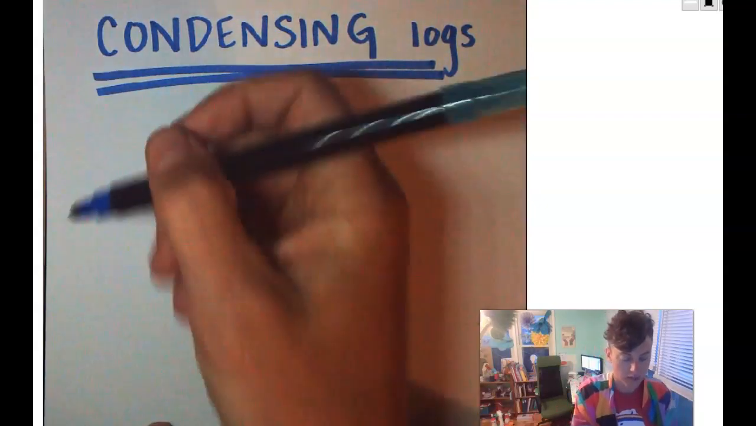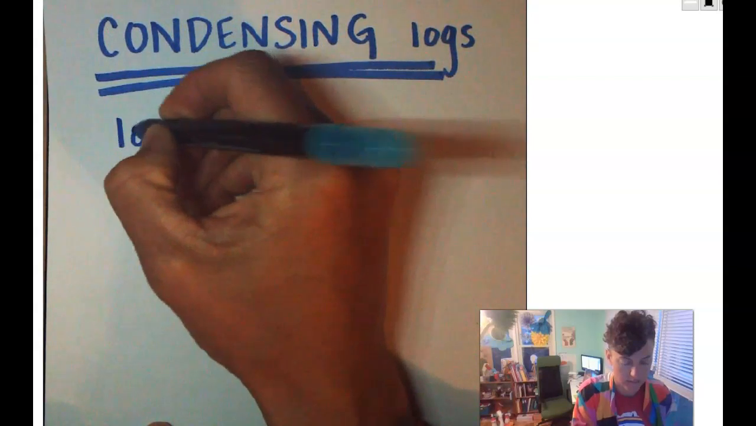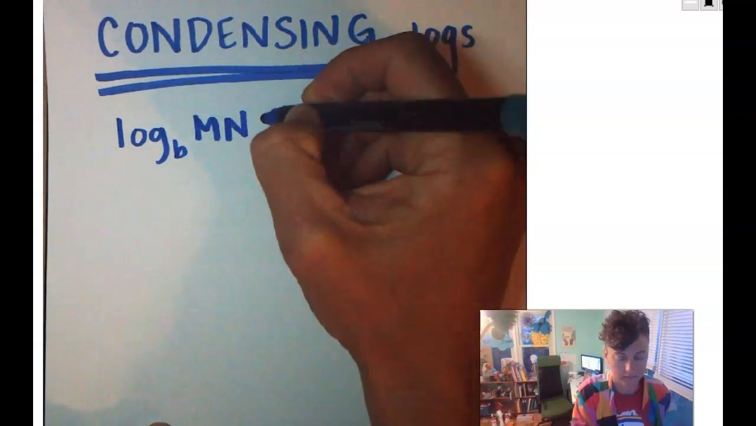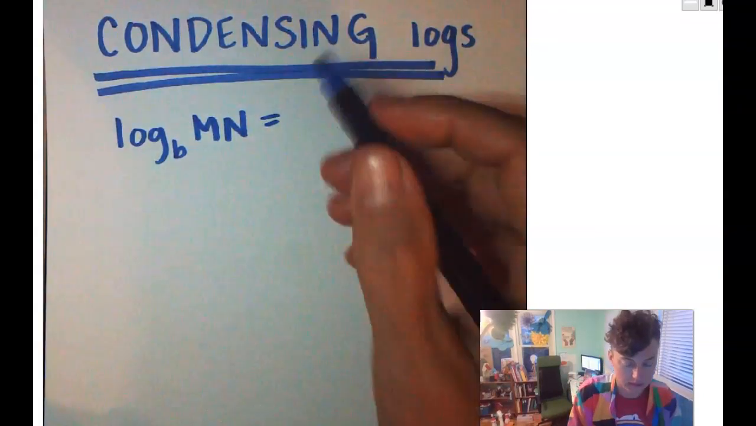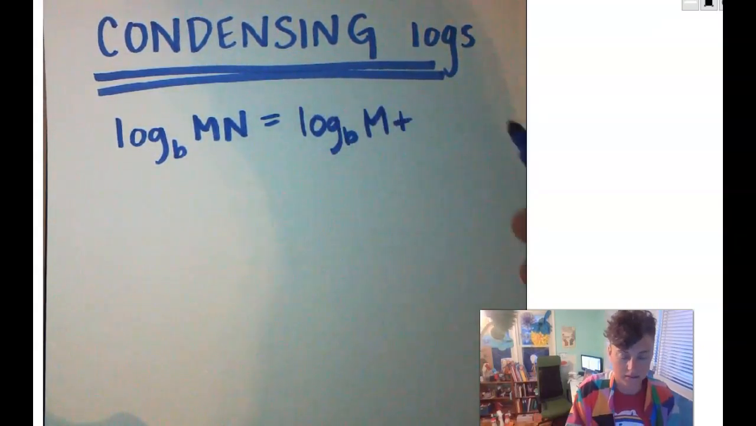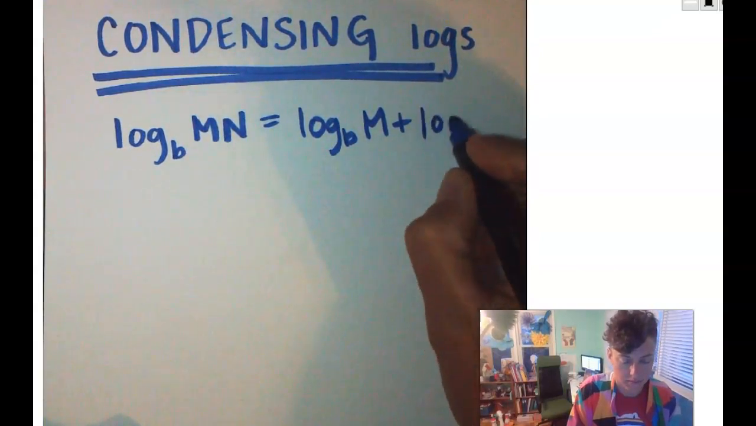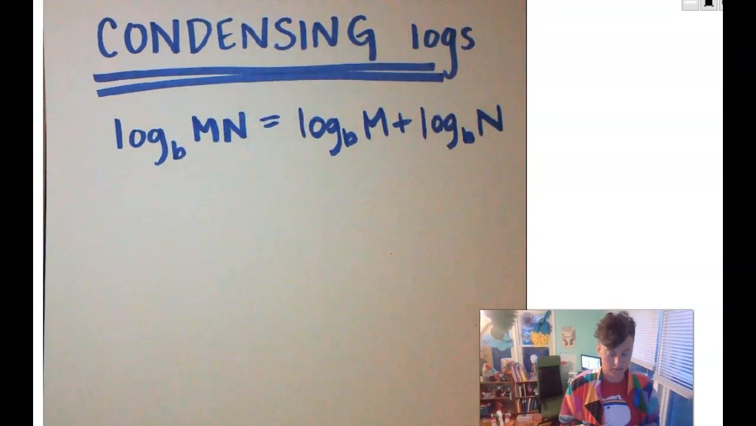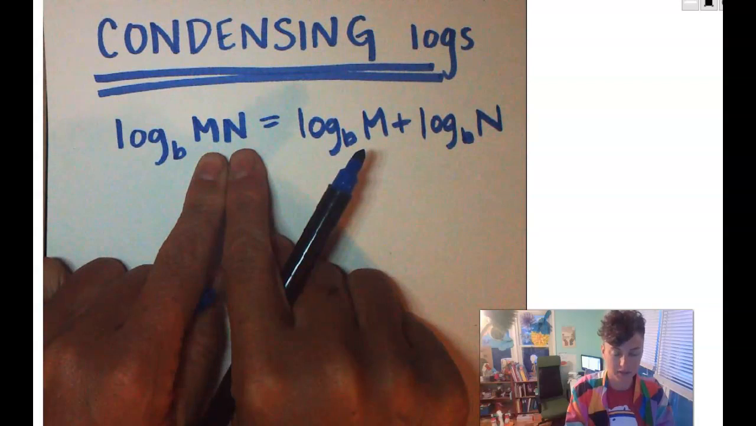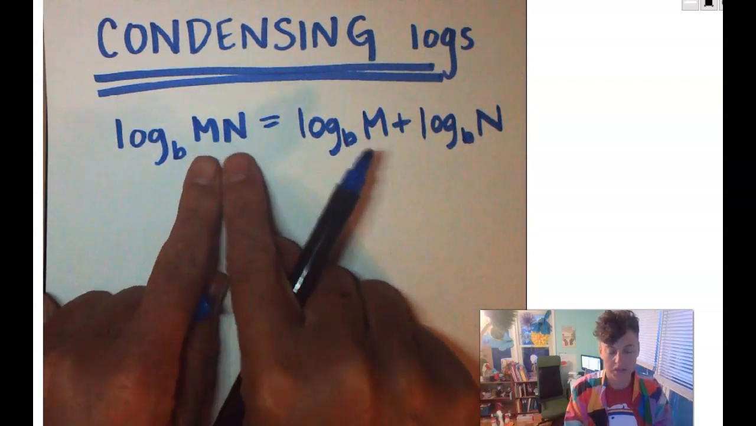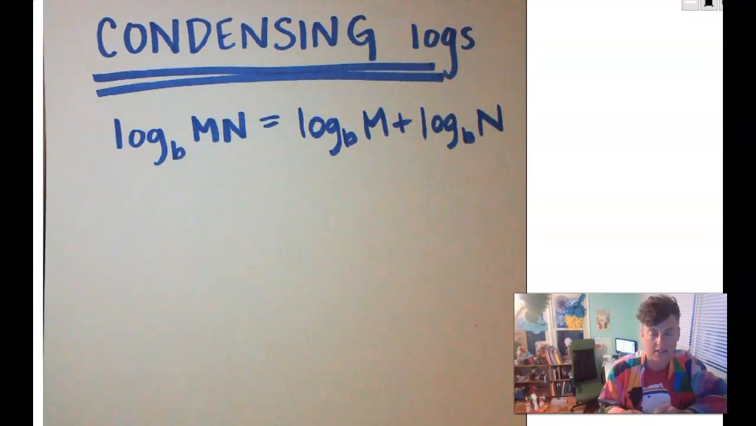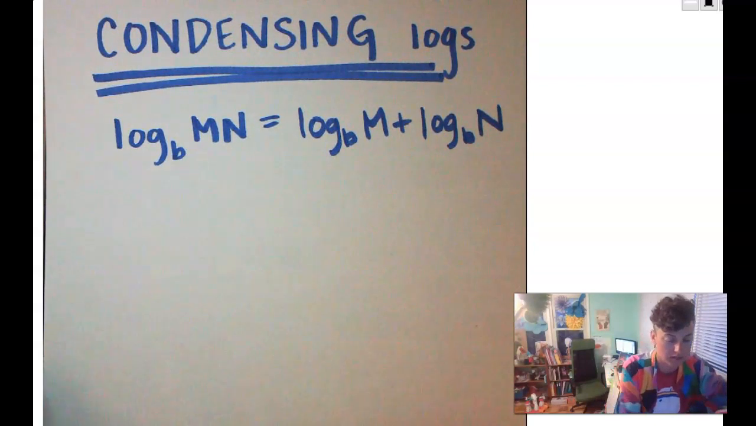The product property says if we have log base b of m times n, that would be the same as the log base b of m plus the log base b of n. Again, we're going to be more interested in combining these in that direction, but we can go either way. We could expand the log, or we could condense the log. We haven't done this a lot in this class, but we're going to prove where this property comes from.